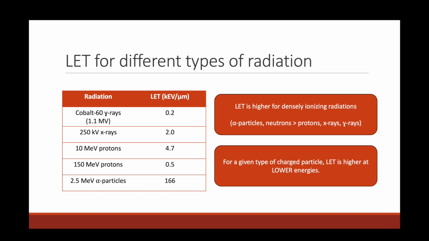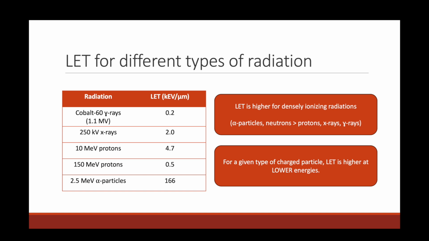Just as OER was different for different types of radiation, LET is also different for different types of radiation. Remember, LET is the change in energy over the change in track length. As we move from sparsely ionizing to densely ionizing radiation, the LET increases, because we get more energies deposited per unit track length as we get more densely ionizing radiation. As a result, the LET is much higher for alpha particles than it is for protons, X-rays, and gamma rays.